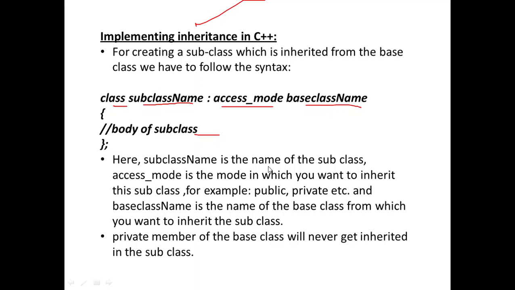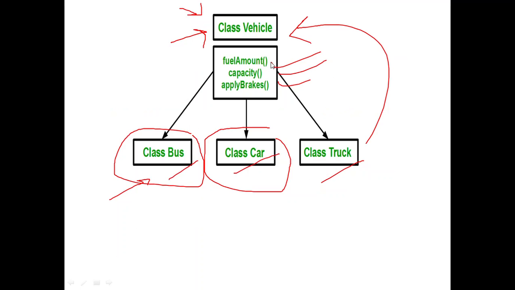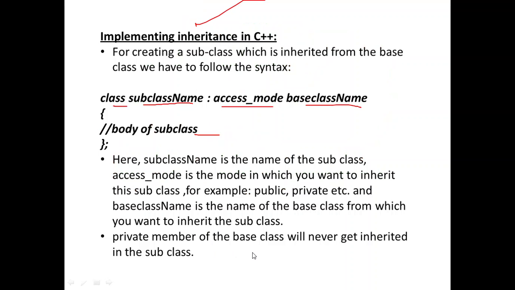Here the subclass name is the name of the subclass. Access mode is the mode in which you want to inherit from the base class, right? And if we declare a member as private, then what will happen? The private members of the base class will not be inherited by the subclass. We know that in private mode we can't give access to another class. Likewise, if any of our members is in private mode, then we can't inherit it. That is the meaning of this sentence.